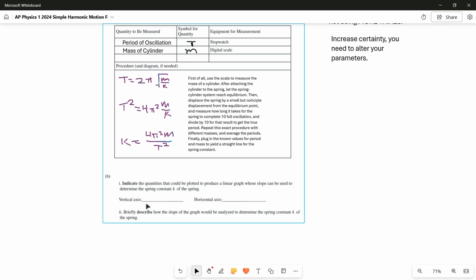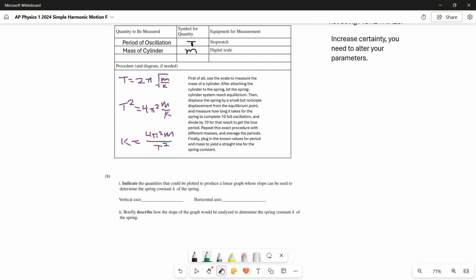Now it's asking us how we could use the quantities that we're given here and something else to measure the spring constant K of a spring. Well, this is actually quite simple. We just need 4 pi squared m, and the horizontal axis will be t squared. So we would write 4 pi squared m, t squared.